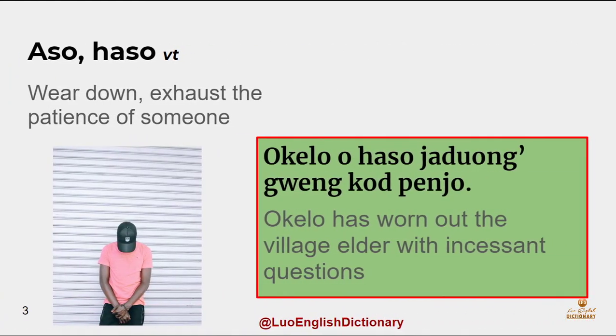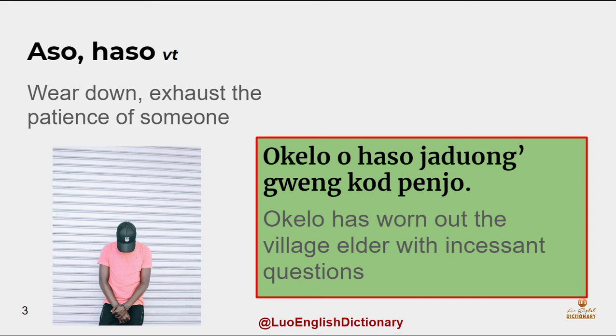Then the third one is aso, also haso or aso, and that means to wear down or to exhaust the patience of someone. In a sentence, you can say, Okelo ohaso jaduong' gweng' kod penjo. So Okelo has worn out the village elder with incessant questions.